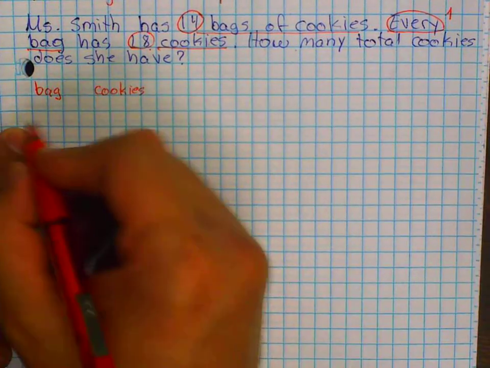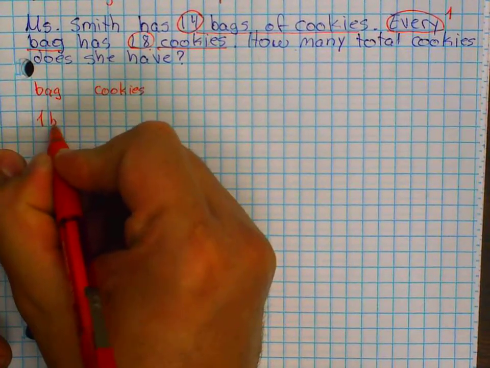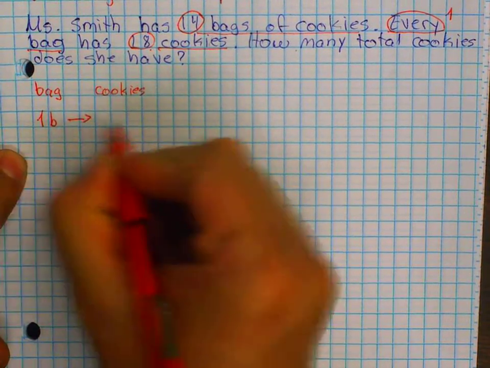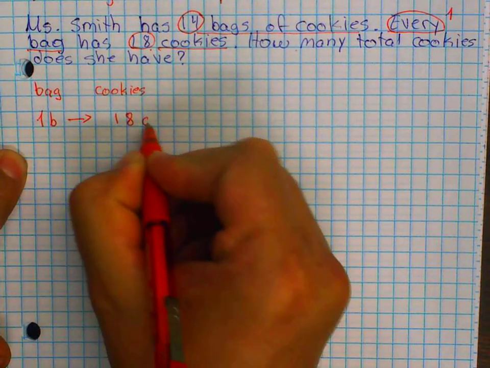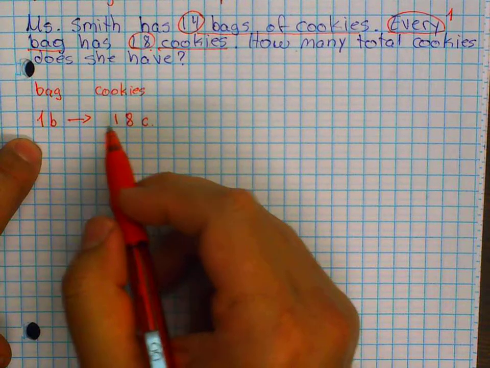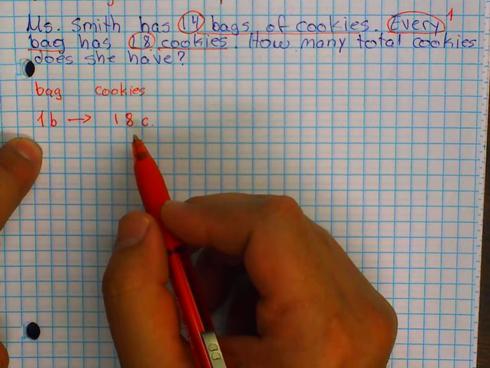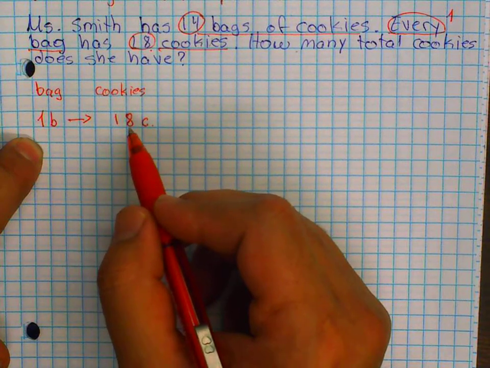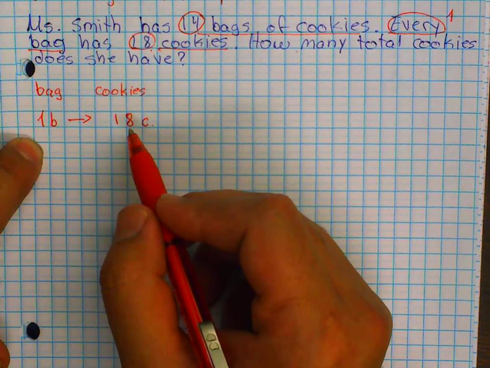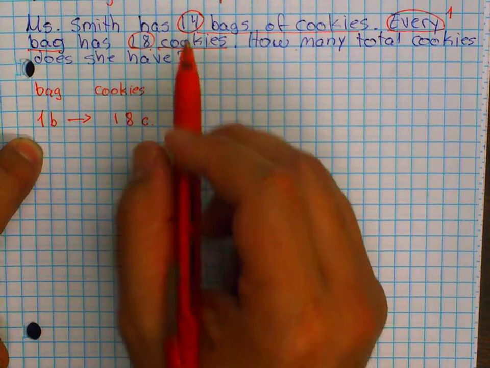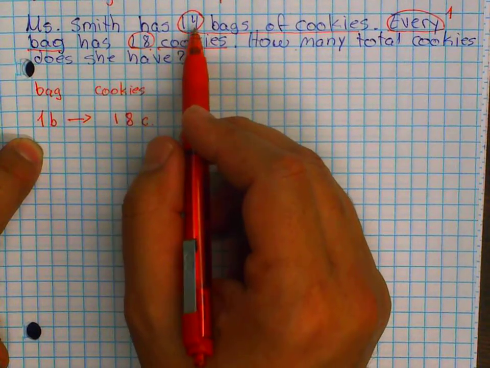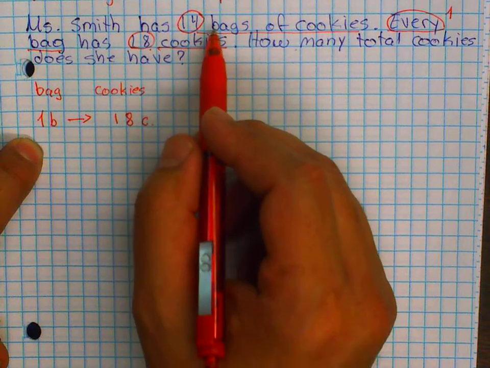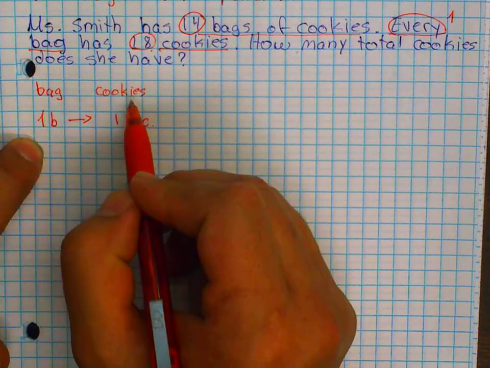Now, what else do I know about this relationship? I know that one bag has 18 cookies. What else do I know? There are 14 bags. Now, 14 has to go with bags. I can't put my bags with cookies. That's why it says there's 14. So I know that there are 14 bags.